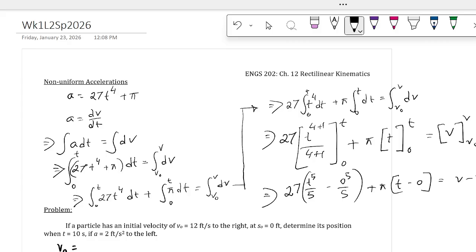And then v minus v0. Everybody agree with me on that? All right. And then the next step would be 27 t to the power 5 divided by 5. If you have 0 to the power of something, it becomes 0, so that term goes away. There is no existence of it, right? Then you have this pi t, and then you have this v minus v0.